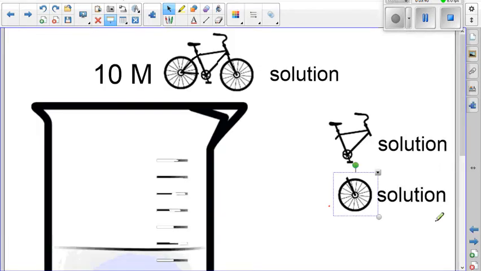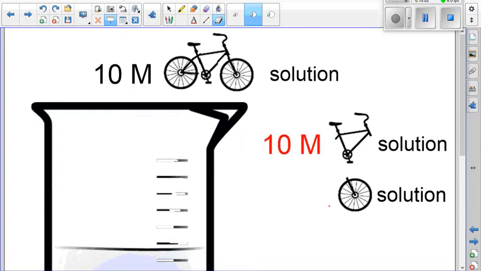Okay, so we're talking about moles. Now I'm talking about molar, so concentration. Okay? So let's say I made a 10 molar bike solution. What is the molarity for bike seats? It'll be 10 molar.